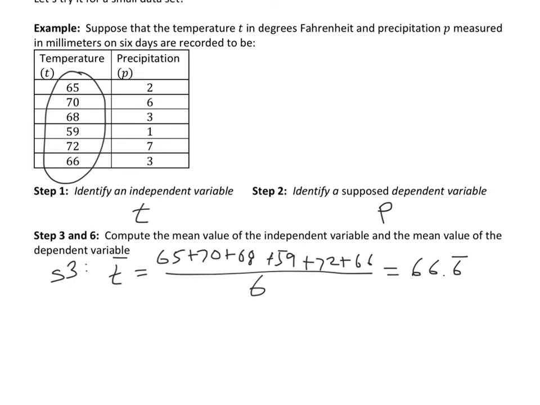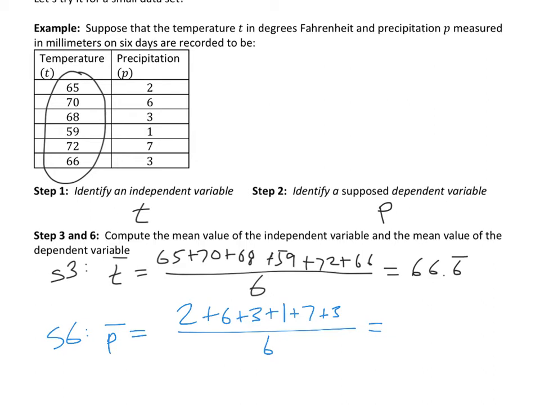Step 6. Again, we're doing a little out of order, but it'll be helpful. For step 6, I want to compute the average of my dependent variable. Same deal. I'm going to add up all of the values that I have and divide by the number of values that I have. The value I got for this was 3.6 repeating.